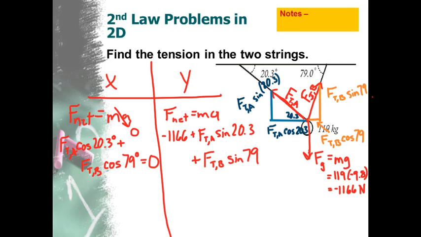What are we going to set F net equal to? Well, mass times acceleration, acceleration in the y direction. Does it have acceleration in the y direction? No, it is at rest. So we can set m times a, for this particular problem, equal to 0. And that also means that this equals 0.